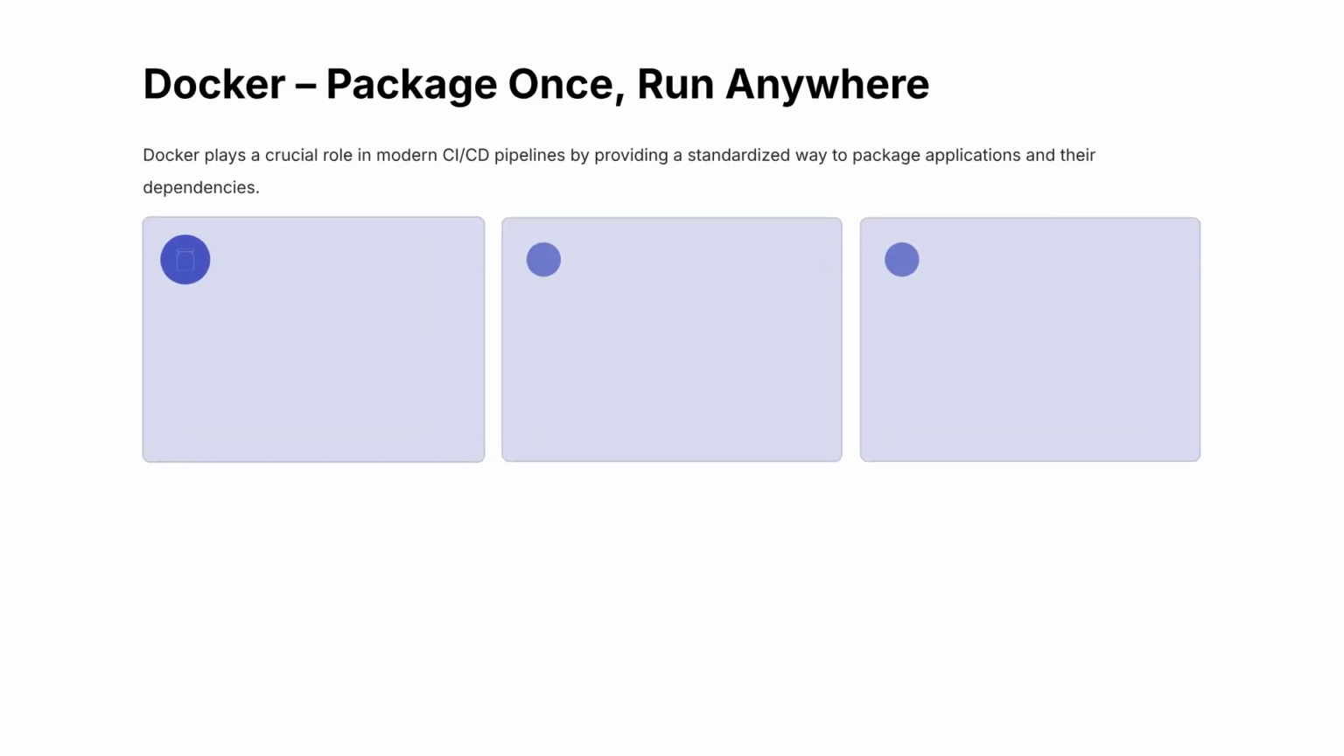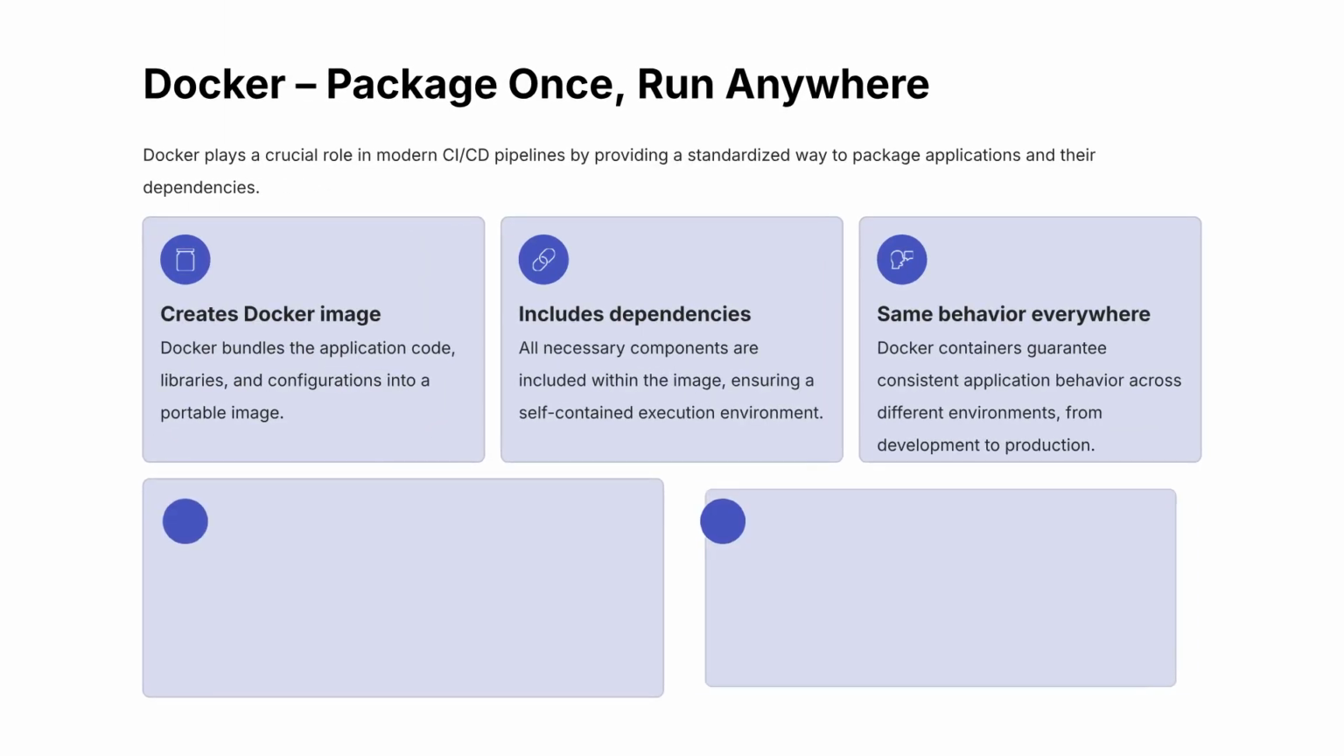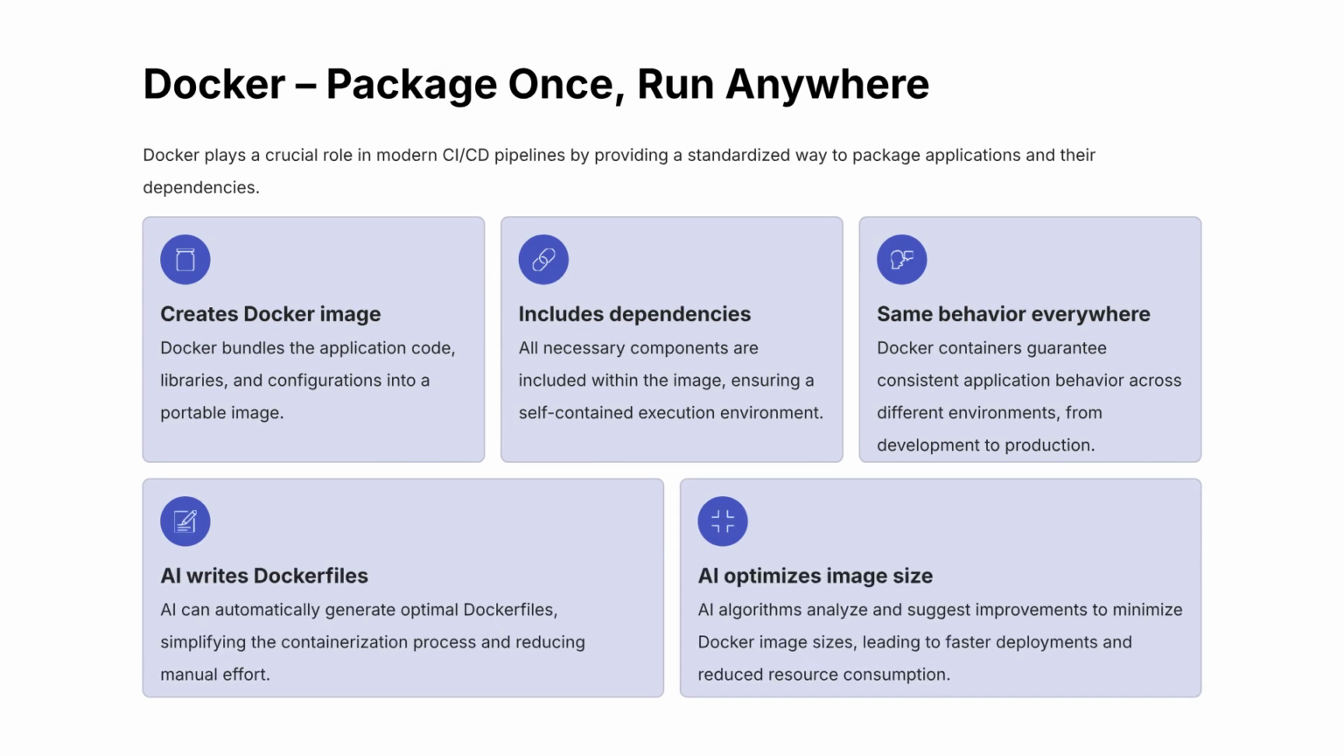Docker packages the application into an image. The image contains the code, dependencies, and runtime. This solves the "works on my machine" problem. AI can help by writing Dockerfiles, optimizing image size, and finding security issues.